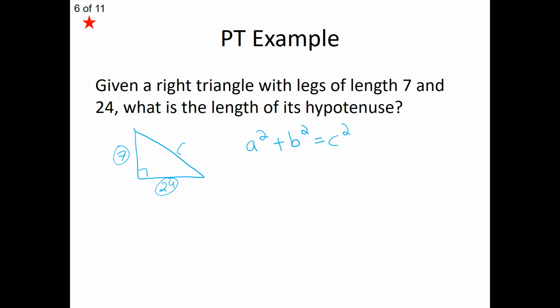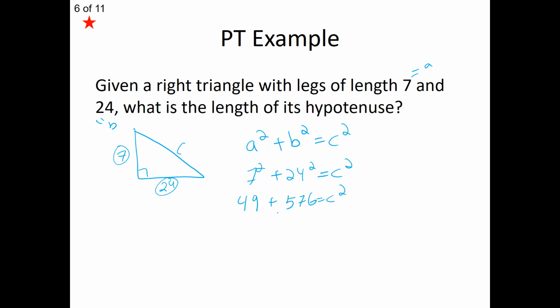Now, it doesn't matter which one I call a or which one I call b, so I can call this one a, I can call this one b, and then let's plug in our respective numbers. So I'm doing 7 squared plus 24 squared, and then solving for what c squared is. So evaluating, 7 squared is 49, 24 squared is 576.